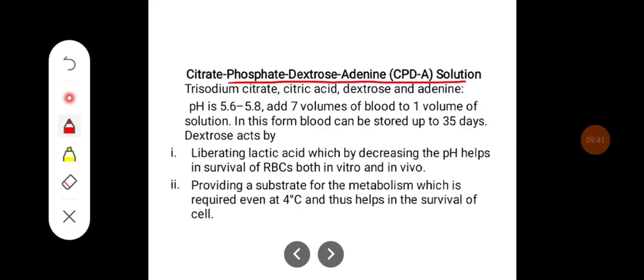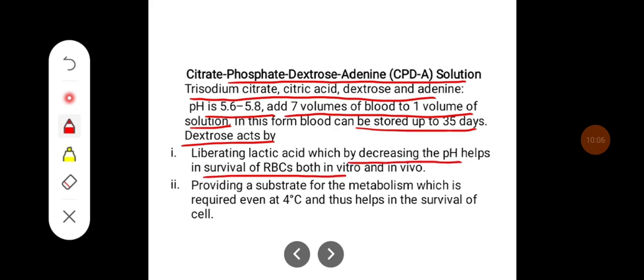Citrate phosphate dextrose adenine, that is CPDA solution, where you have sodium citrate, citric acid, dextrose, and adenine. The pH is between 5.6 and 5.8. You have to add 7 volumes of blood to 1 volume of solution. This form of blood can be stored up to 35 days. And dextrose acts by liberating lactic acid, which by decreasing pH helps in survival of RBCs both in vitro and in vivo, providing substrate for the metabolism which is required even at 4 degrees Celsius and thus helps the survival of the cells. So that is the function of dextrose.